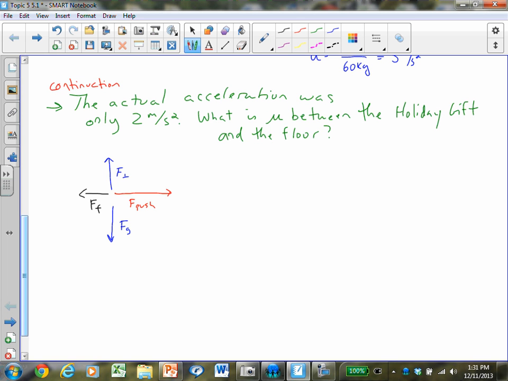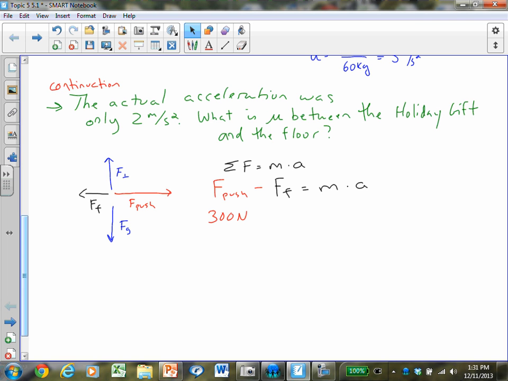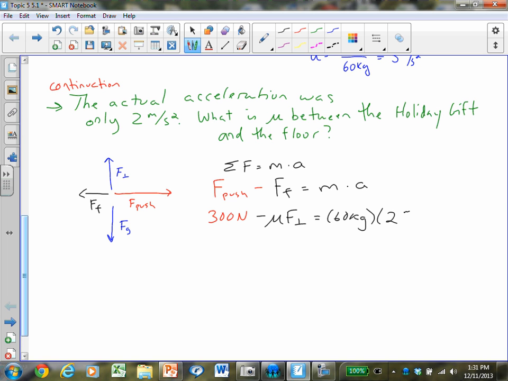So the sum of the forces is mass times acceleration, but it's also that F push minus the friction. And we know what the push was from the previous problem of 300 newtons, minus mu F perpendicular equals the mass of 60 kilograms, quite the holiday gift, times A, which is 2 meters per second squared.